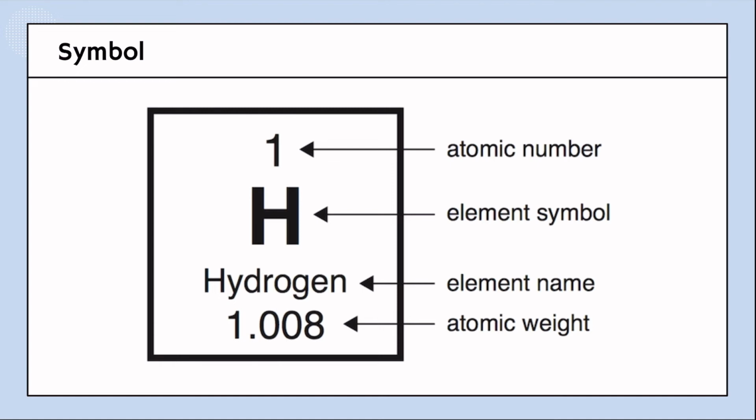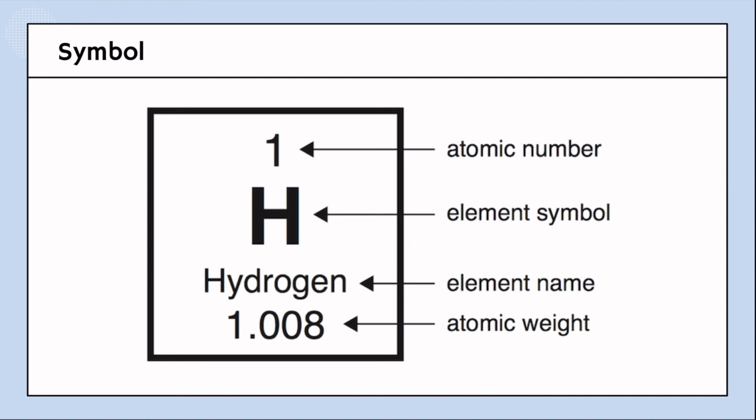The atomic number, which is 1 for hydrogen, is the unique identifier for an element, and it is based on the number of protons the atom has. This means that hydrogen has 1 proton.